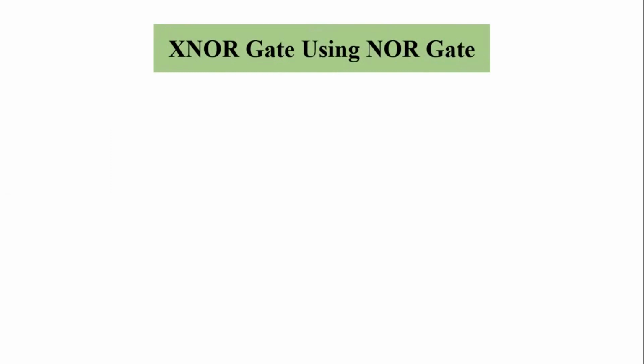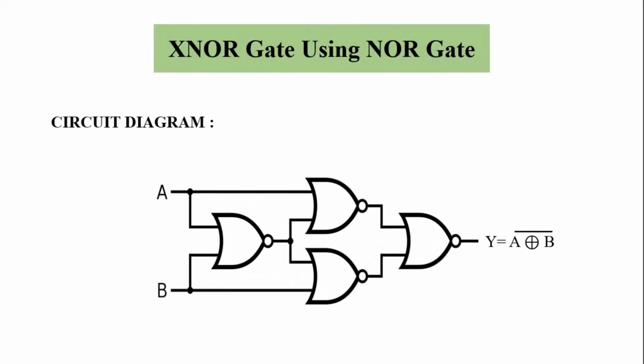Now we will make XNOR gate using NOR gate. Circuit diagram. Here we have used 4 NOR gates to make XNOR gate. The circuit is similar to XOR gate using NAND gate. There 4 NAND gates were used, and here 4 NOR gates are used. This is the difference in the circuit. So XOR gate using NAND gate and XNOR gate using NOR gate circuits are similar. The only difference is the gate. Here the 4th NOR gate output is Y equal to (A XOR B) whole bar.